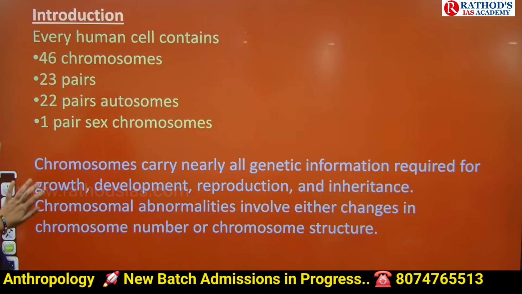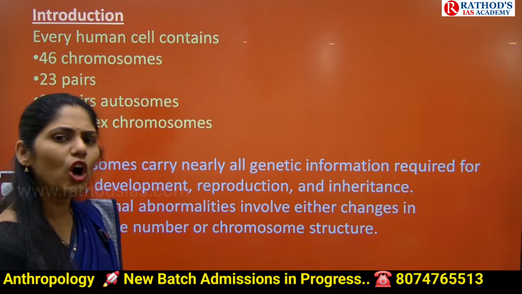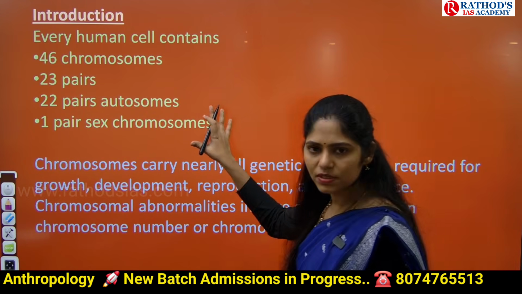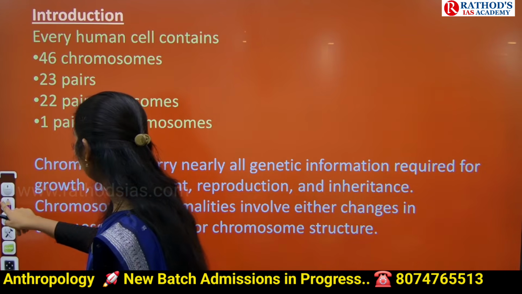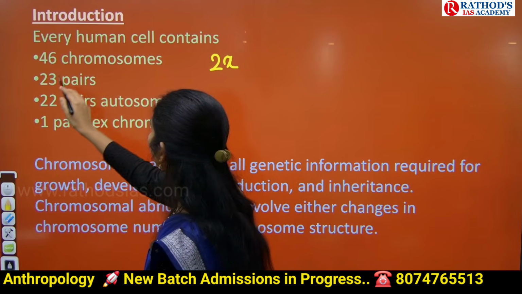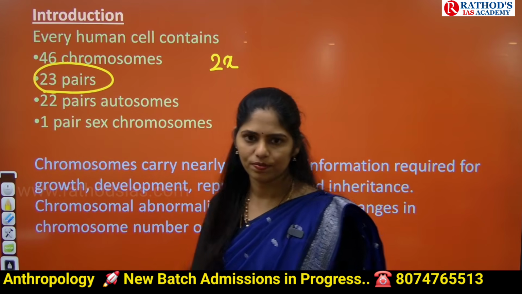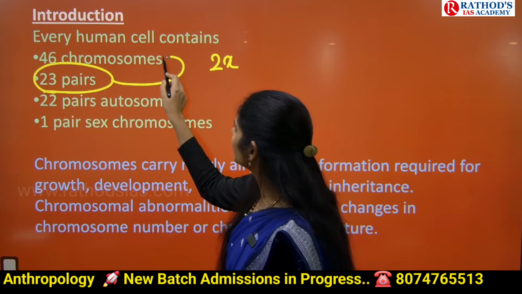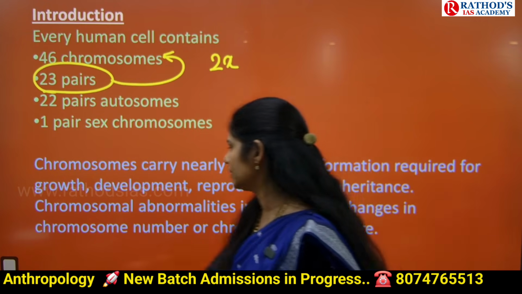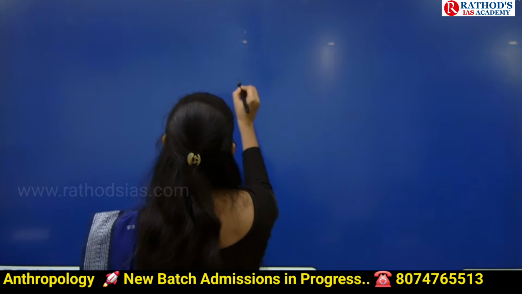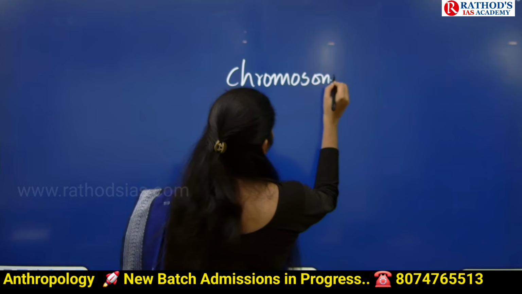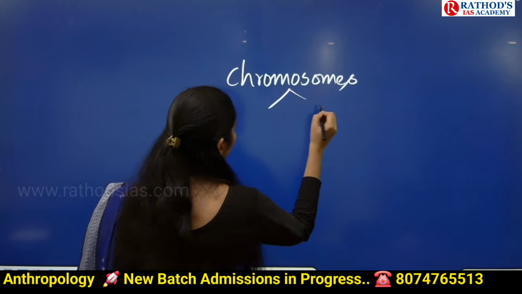And now let us move on to the introduction part. So how many chromosomes do we have in a cell? In our human cell, we have 23 pairs of chromosomes. So 23 pairs means nothing but 46 chromosomes. And these chromosomes are of two types. If you're talking about types of chromosomes, we have two types in our body cell.